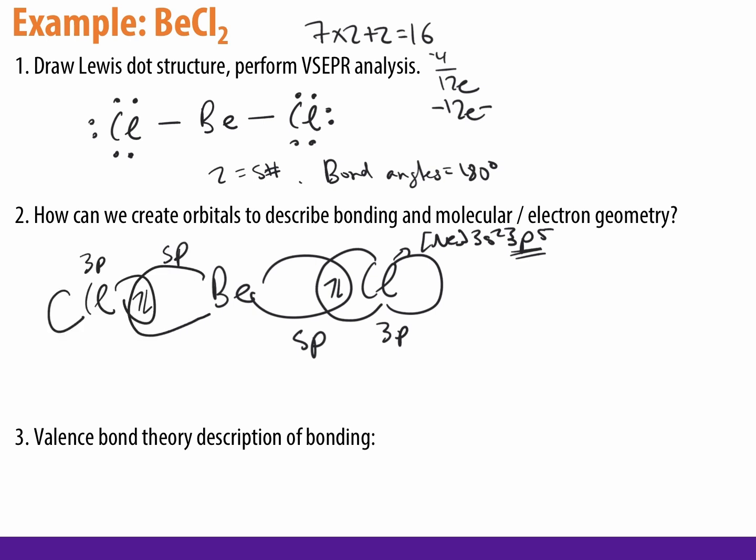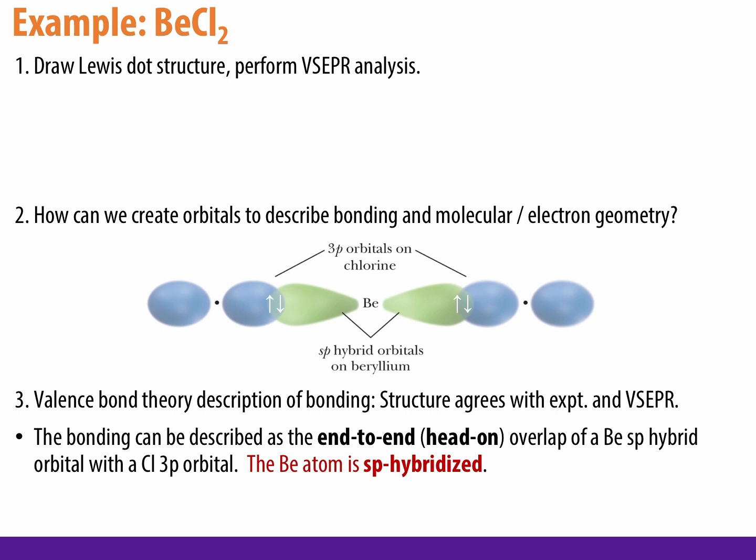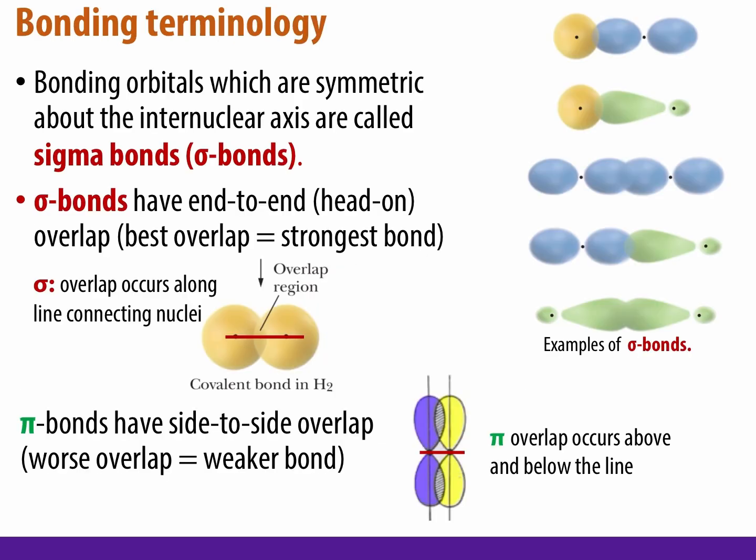So we have two bonds formed from these sp hybrid orbitals. The sp hybrid orbital on beryllium is overlapping with the 3p orbital on chlorine. Here's the same thing, just showing a picture, a more 3D graphic with where those electrons are. Next, we can call this end-to-end or head-on overlap between those orbitals. On the terminology for these different types of bonds, bonding orbitals which are symmetric along the internuclear axis are called sigma bonds. These sigma bonds have that end-to-end or head-on overlap. So these are all examples of sigma bonds, just the orbitals colliding directly.